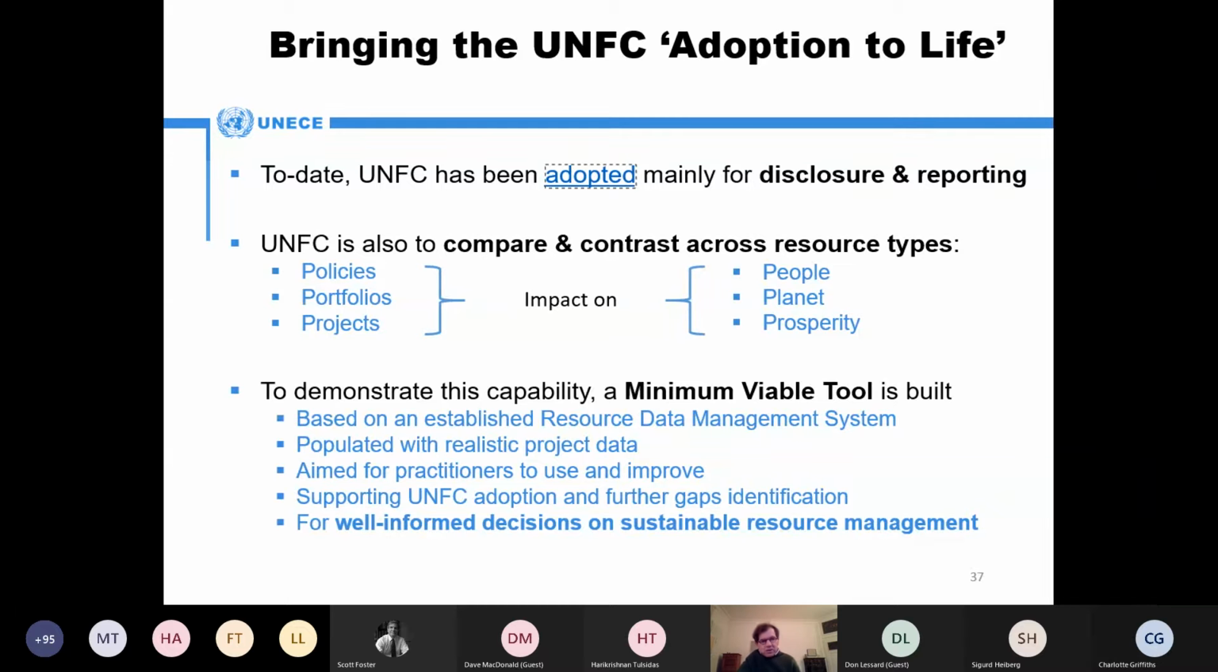We know classification is working. We now want to make sure trusted data systems and trusted data is available for decision makers to make well-informed decisions. Next slide, please.